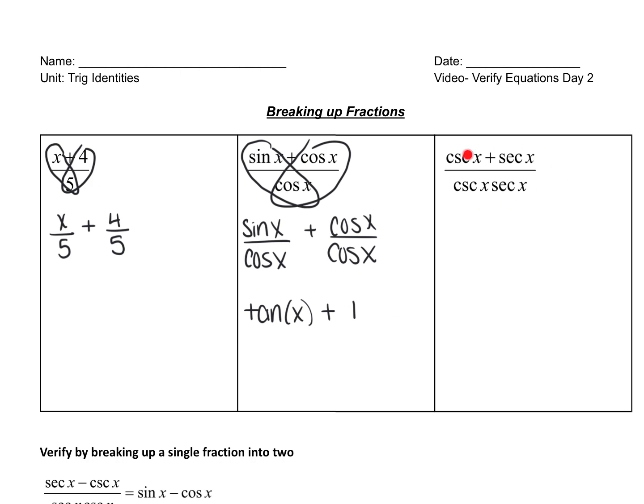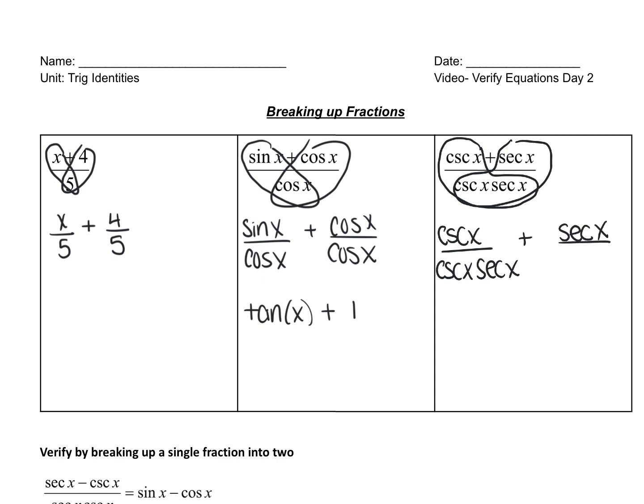Same thing with this example here. We're going to break up cosecant of x over this whole denominator plus secant of x over this whole denominator. So cosecant of x over cosecant of x secant of x plus secant of x over cosecant of x secant of x.